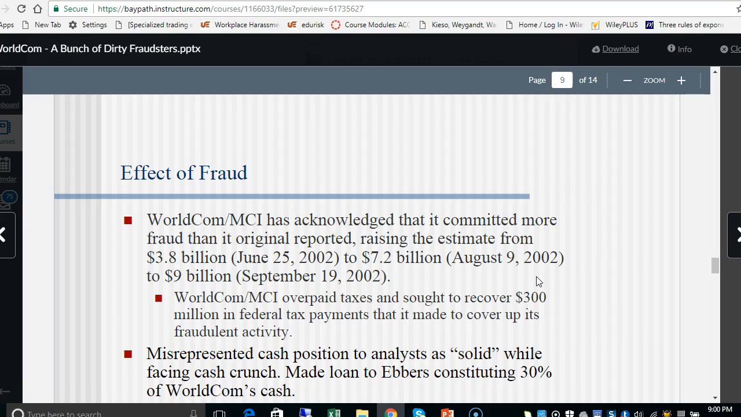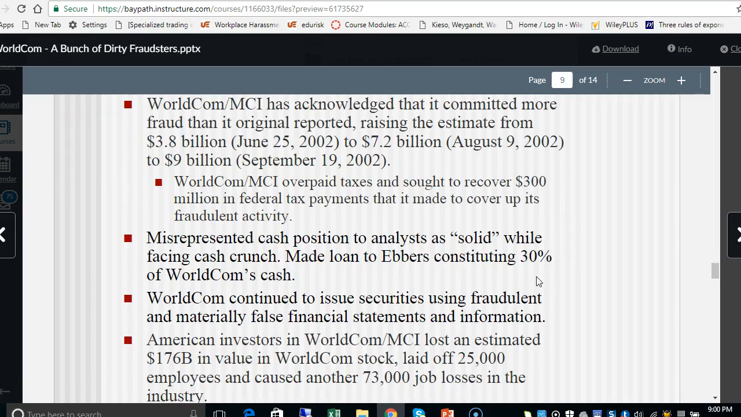WorldCom overpaid taxes and sought to recover $300 million in federal tax payments that it made to cover up its fraudulent activity. Misrepresenting cash position to analysts as solid while facing a cash crunch. WorldCom continued to issue securities using fraudulent and materially false financial statements.